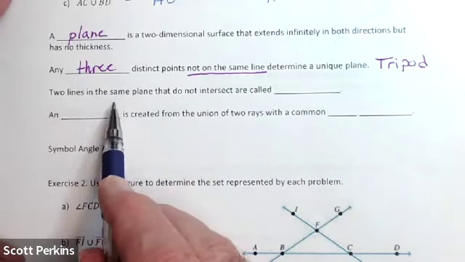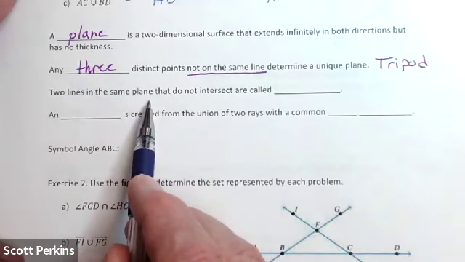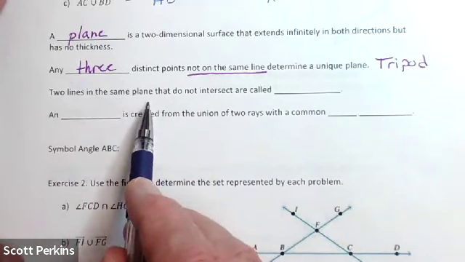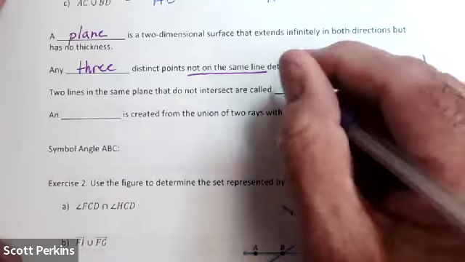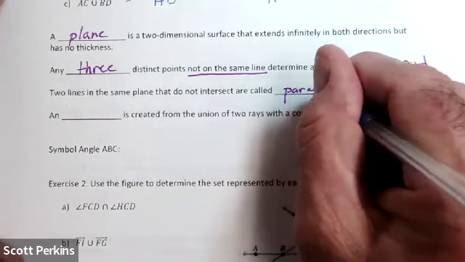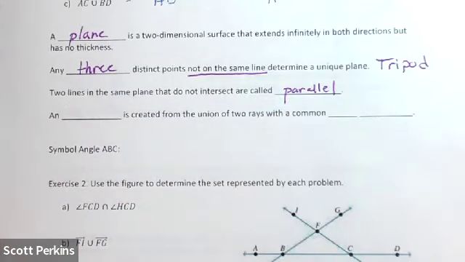Two lines in the same plane. Okay, so again, I'm not in space. I'm still in two dimensions. Two lines in the same plane that do not intersect are called parallel lines. Parallel lines never cross. They never touch each other. They never get closer together.